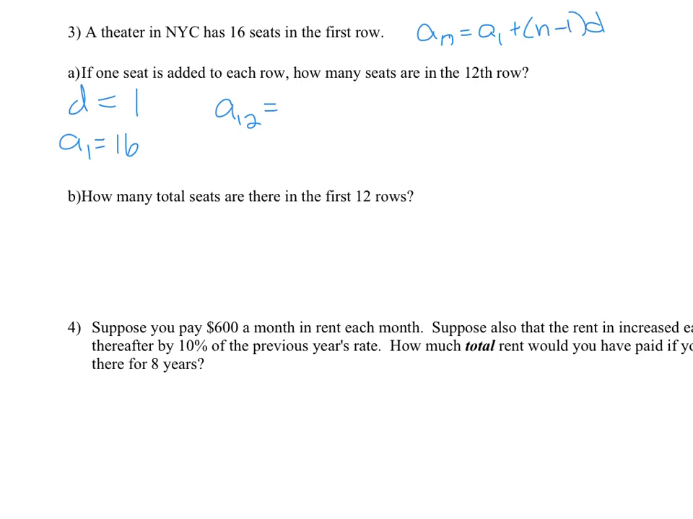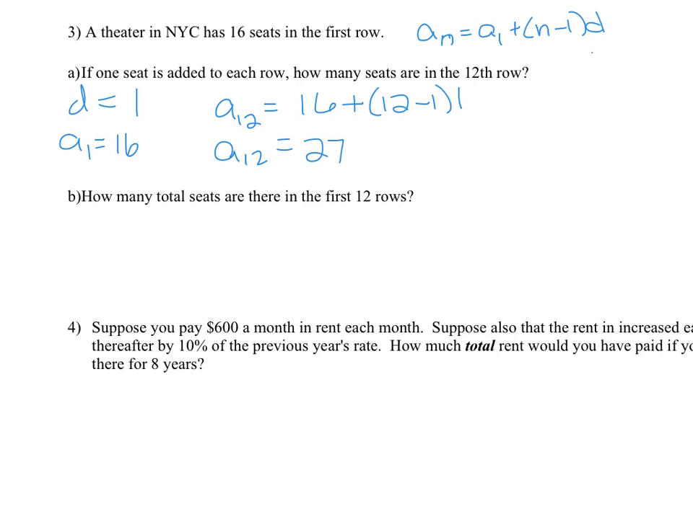So the reason I'm doing that is because right now I am not adding them up. So if I'm not adding them up, I'm using this formula here. If I am adding them up, well then I'm using the one I gave you on the previous page. So a sub 12 is equal to 16 plus 12 minus 1 times the common difference. So a sub 12, the 12th term, is 27. So you can count on your fingers, and hopefully you get 27.